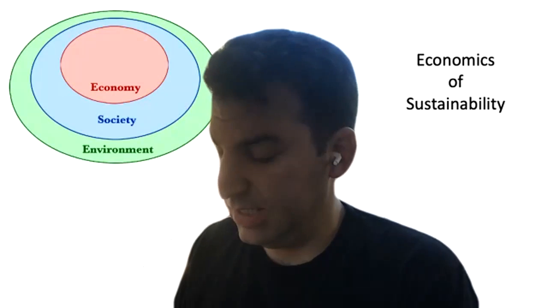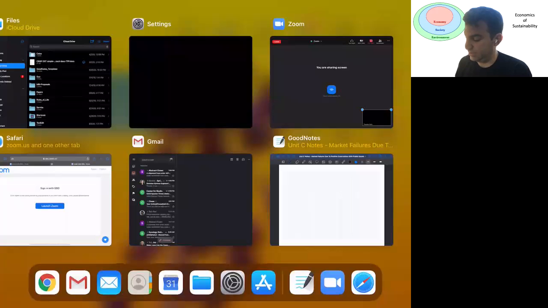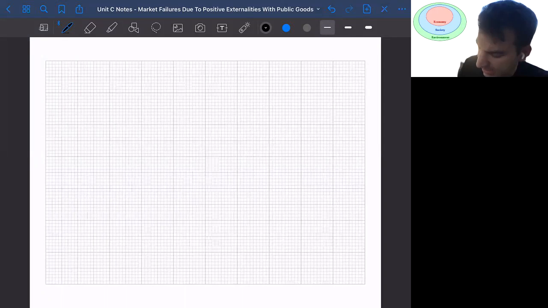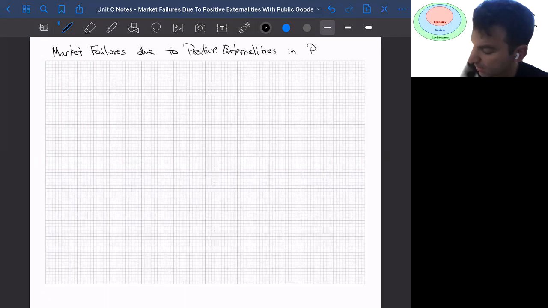So let's flip over to a shared screen here to work on that problem. So again, we're focusing here on market failures due to positive externalities in public goods.